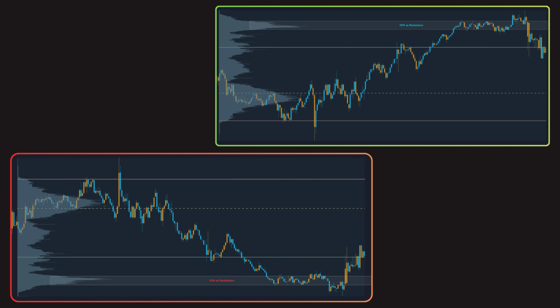If a new HVN forms above your current price, it can act as resistance. Price may pull up toward it. If a new HVN forms below your current price, it can act as support. Price may pull down toward it. HVNs represent acceptance zones where the market is saying this is fair value.